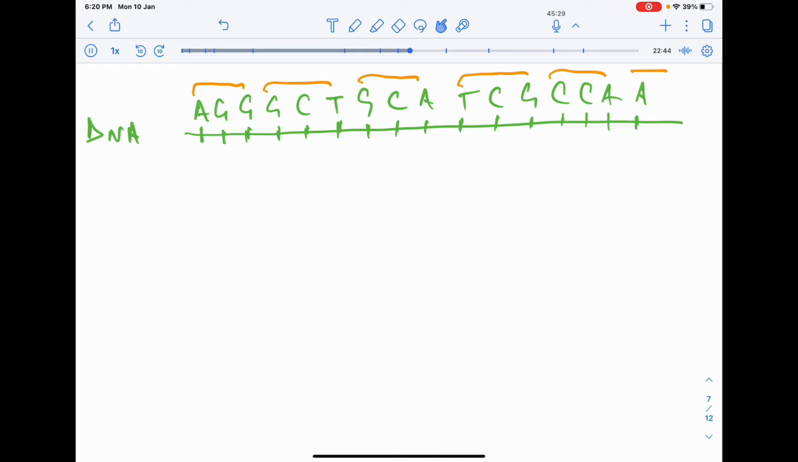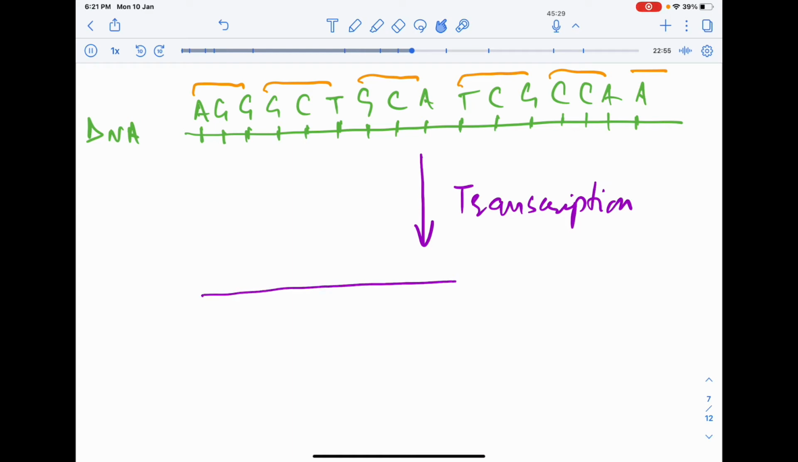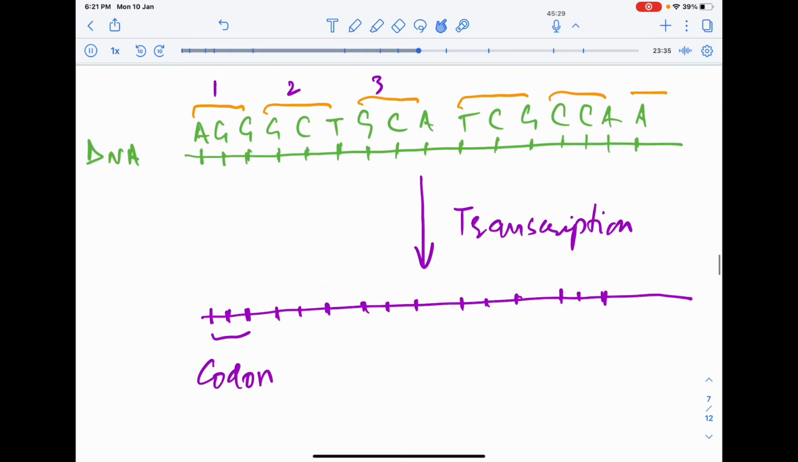When mRNA is synthesized by transcription, the mRNA molecule made will have the complementary base sequences on it, and these complementary base sequences or nucleotide sequences in a series of three are the codons that we have already discussed. So this would be the first codon, then the second codon, then the third codon, and similarly the fourth codon and the fifth codon.